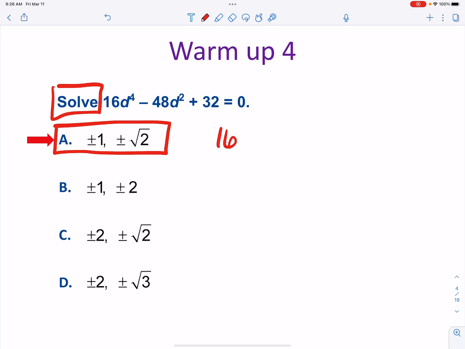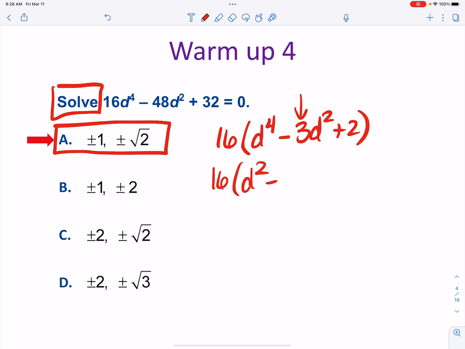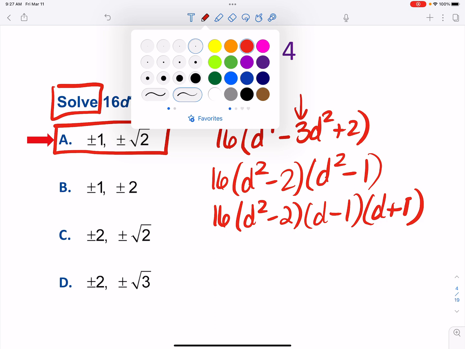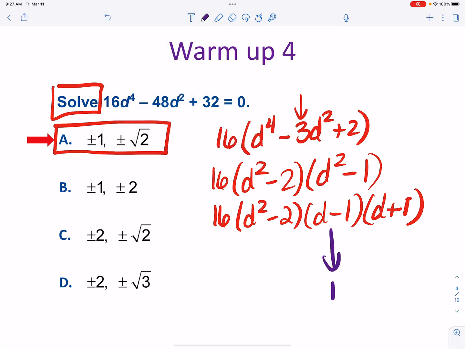First off, I would take out a 16 because you got lots going on there. Wouldn't this be 3d squared plus 2? What are my factors of 2 that add up to 3? Aren't those a negative 2 and a negative 1? And that one still can be factored: d minus 1, d plus 1. So that means my roots are 1 and a negative 1, right?